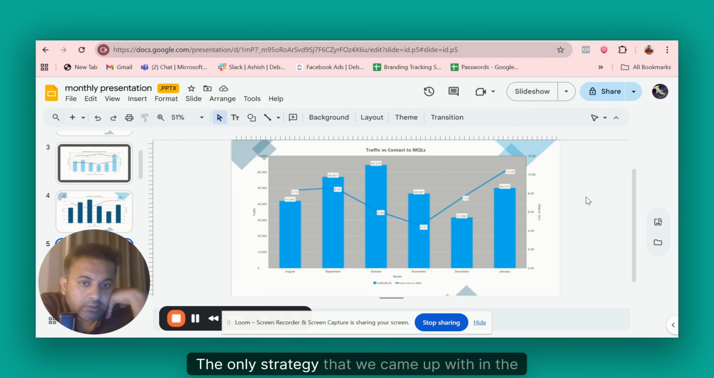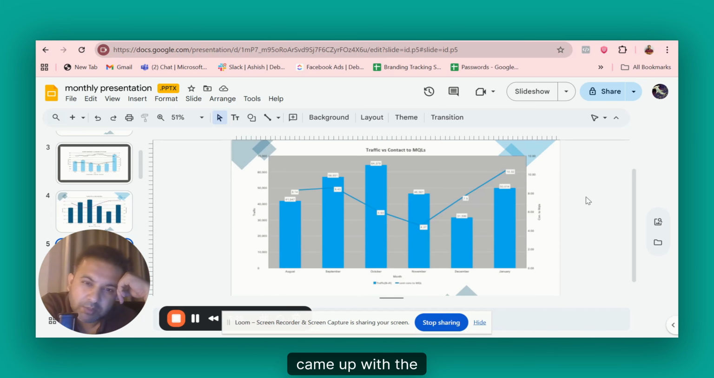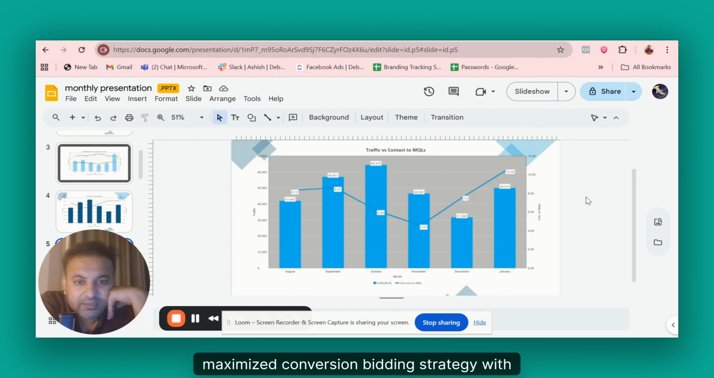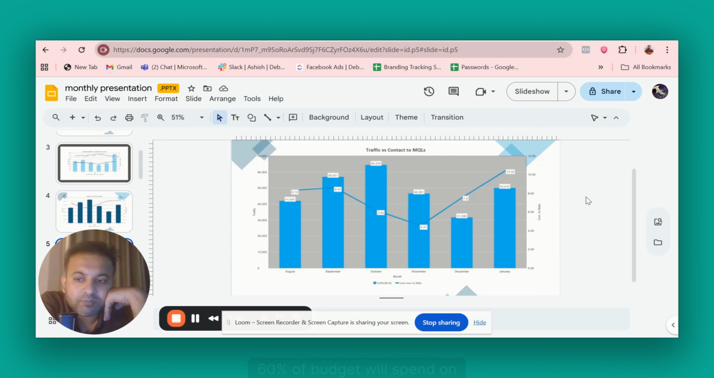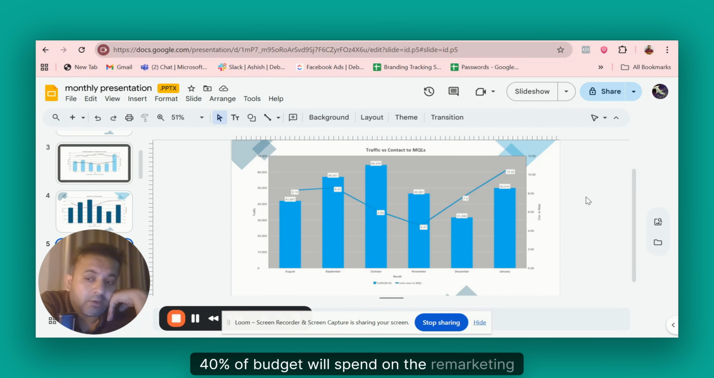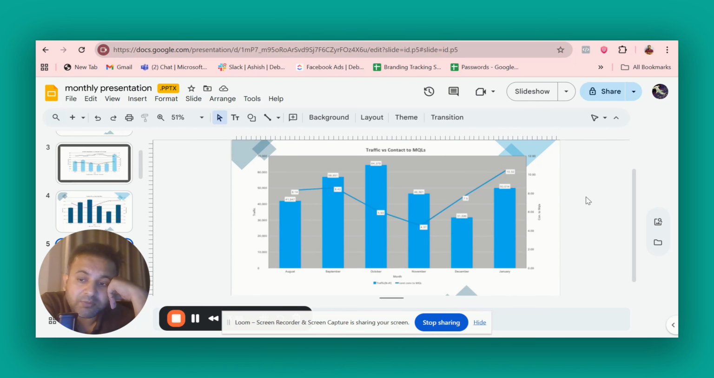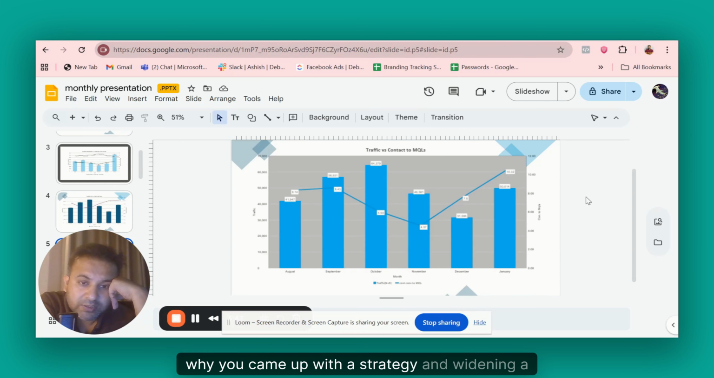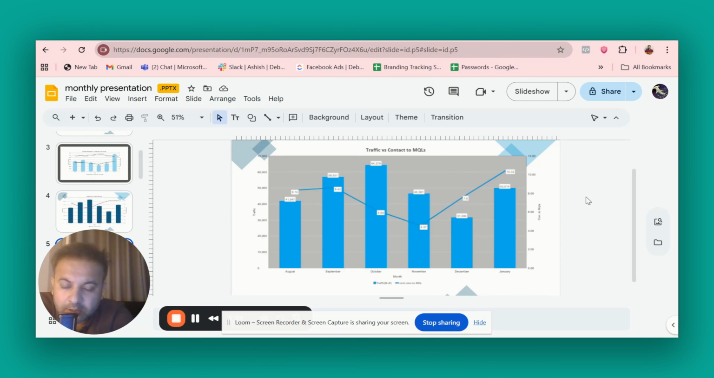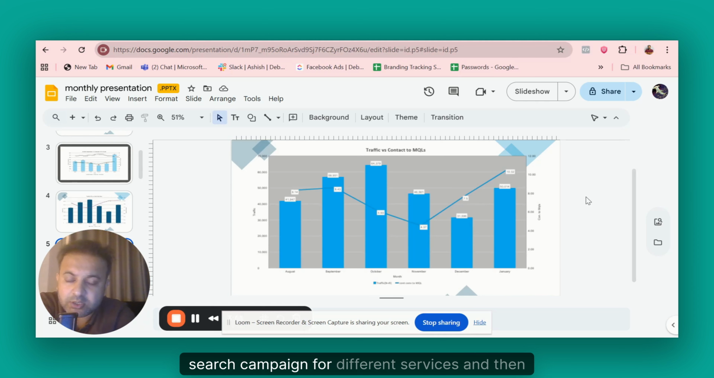The strategy we came up with in October and November, which differs from January, was a conversion bidding strategy, where a set percent of the budget was spent on acquisition and 40% of the budget on remarketing campaigns, because the nature of the business is such that revenue depends solely on repeat customers. While running a prospecting campaign, we ran a search campaign for different services, and then a remarketing campaign with PMax with business fit data.